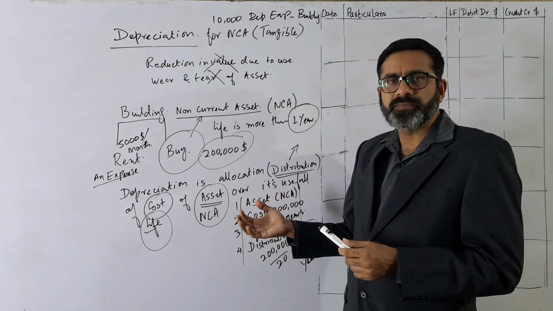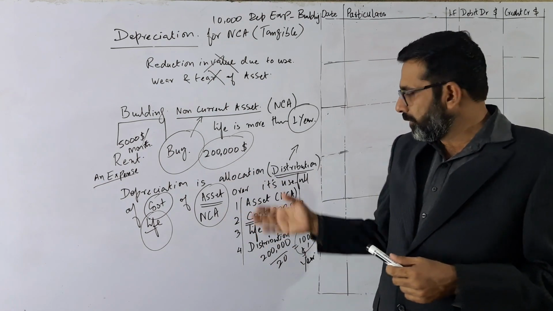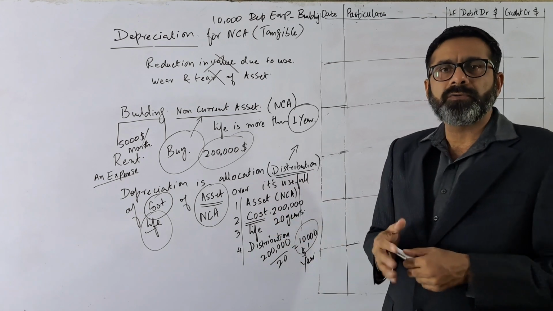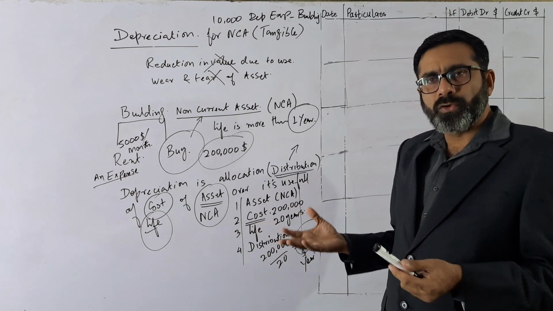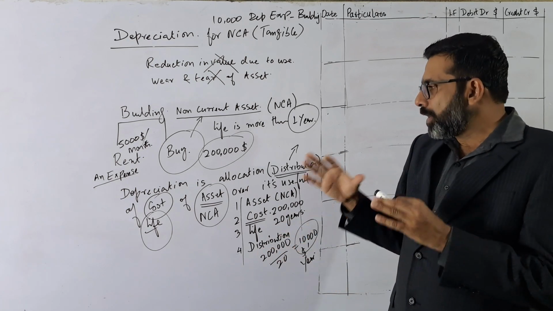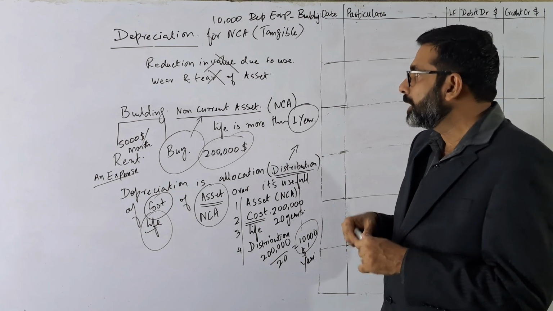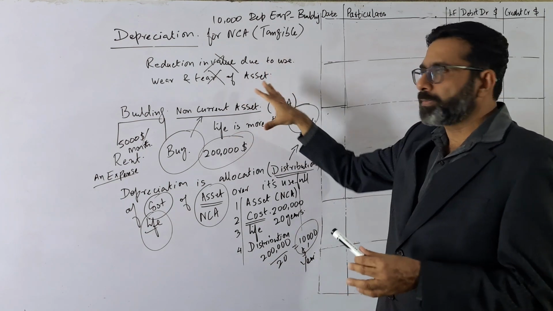Now, let's say the asset has a 5-year life, so we will distribute this 200,000 over the 5 years. It may be 4 years, so we will distribute the amount over the 4 years. So accordingly, the depreciation will be different for the different types or classes of the asset. So this is the basic concept of the asset.